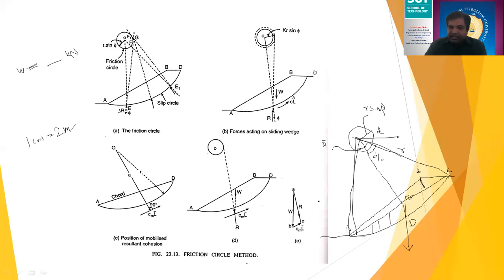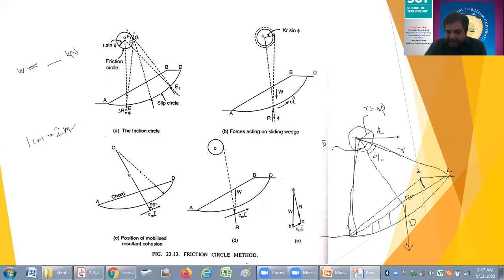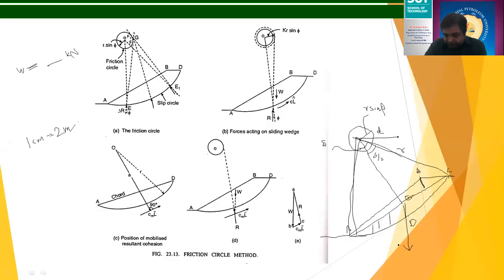Now your cohesion, which is going to act on the sliding surface, which is along this particular line. So what I'm doing is, I am drawing a line which is parallel to this at some point here.